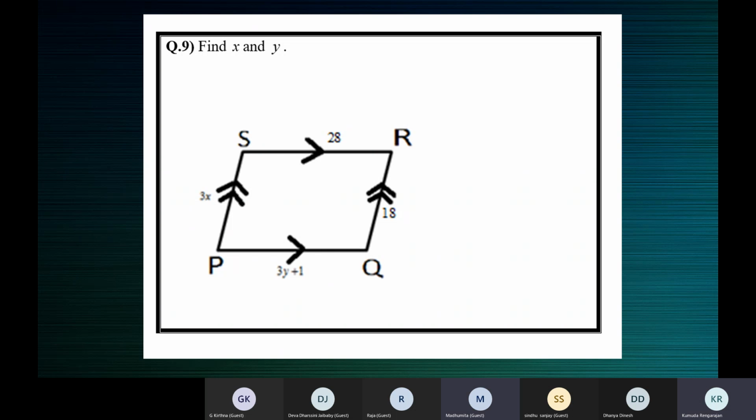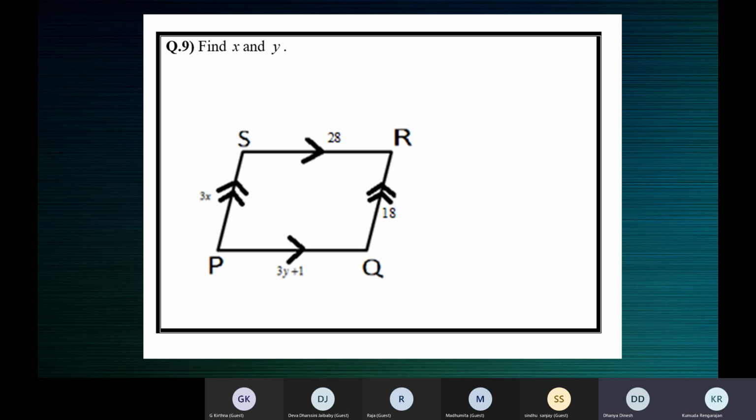Ma'am, I found it out, ma'am. 3x is 18, ma'am. Opposite sides are equal, ma'am. So 3x is equal to 18. And when we divide, we get x is equal to 6. Very good. All of you, good.